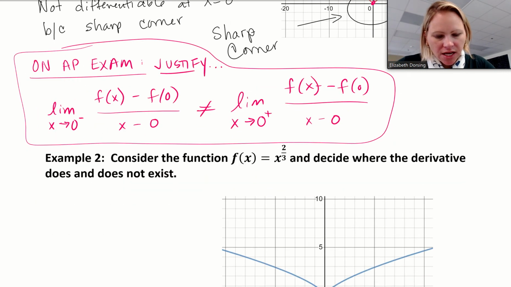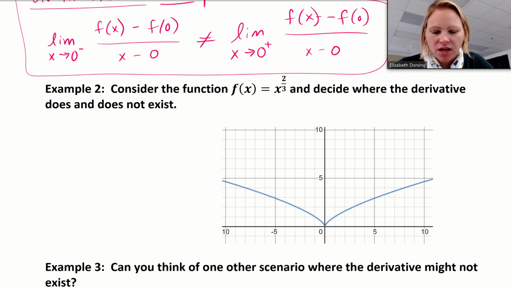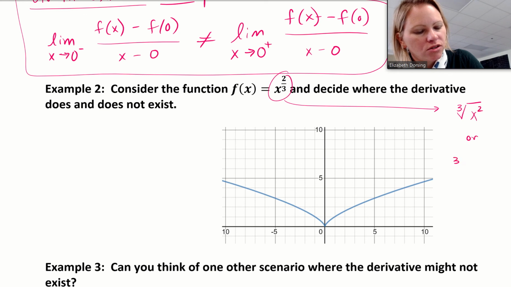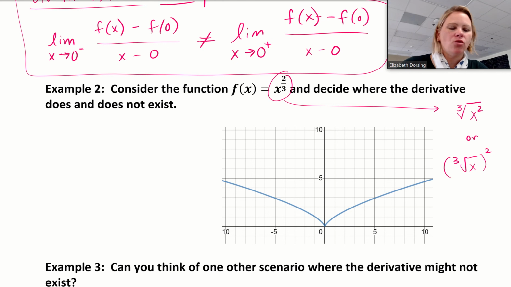So let's take another look here and just write it the way the AP exam likes. Consider this function. Here's what the graph looks like. You've got x to the 2/3 power. Let's just review real quick. What this means is that you're taking the cube root of x squared, or the cube root of x and then squaring it. Remember, it doesn't matter the order in which you do the exponent, but that's a fraction exponent. We call it a rational exponent, and that's what it means.